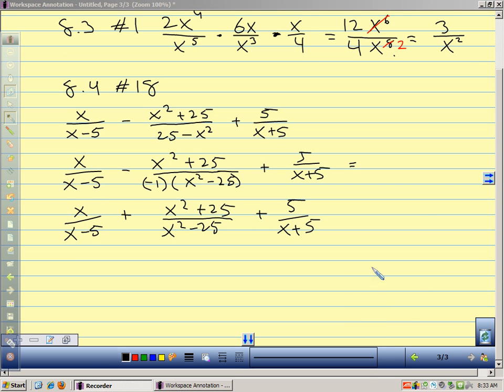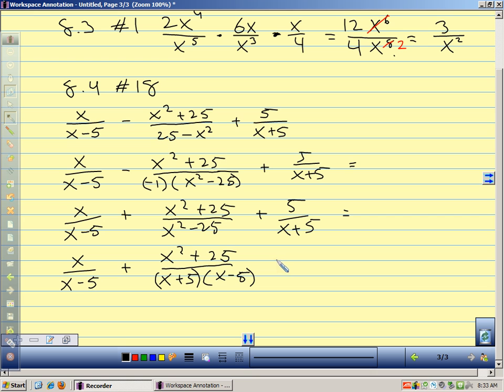And now I can, I'm breaking this down into a lot of steps here. You wouldn't necessarily have to do all these steps. I'm just showing you how I would think about it. So I can rewrite this now. I'm rewriting it a lot more times than you would have to. Plus x squared plus 25 over x plus 5 times x minus 5, plus 5 over x plus 5. So I just factored this x squared minus 25.